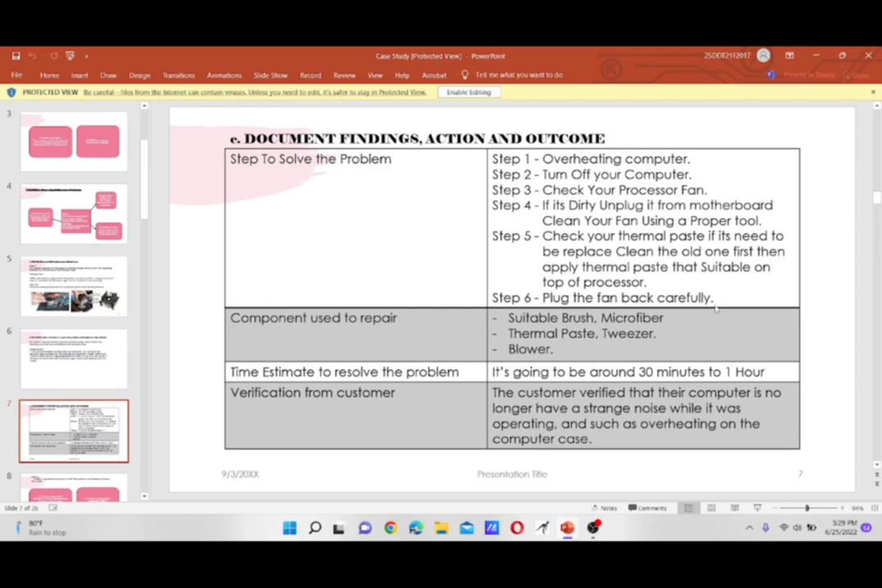Component used to repair. Suitable brush, microfiber, thermal paste, tweezer, and blower. Time estimate to resolve the problem is going to be around 30 minutes to 1 hour. Verification from customer. The customer verified that their computer no longer has a strange noise while it was operating and such as overheating on the computer case.